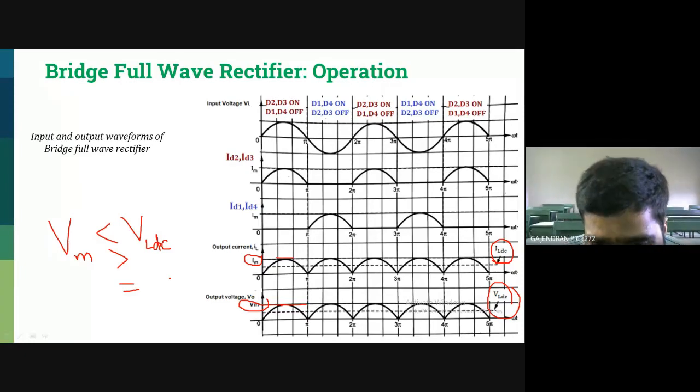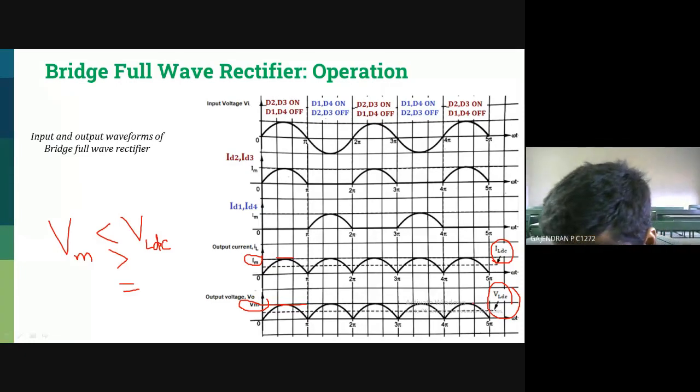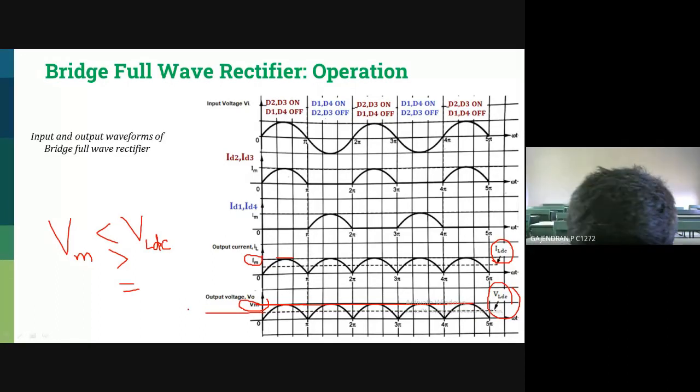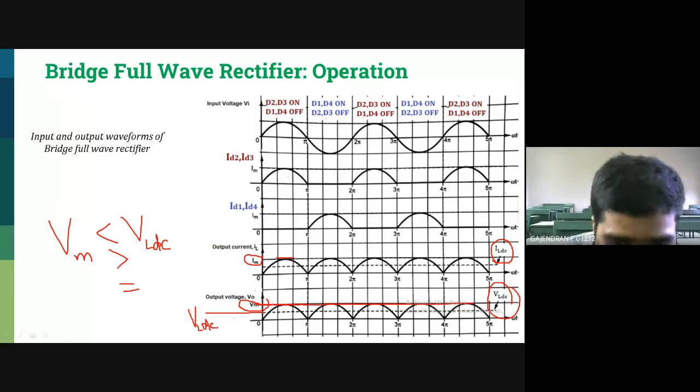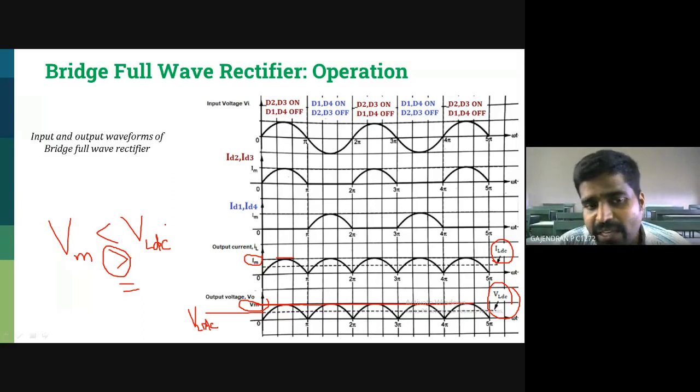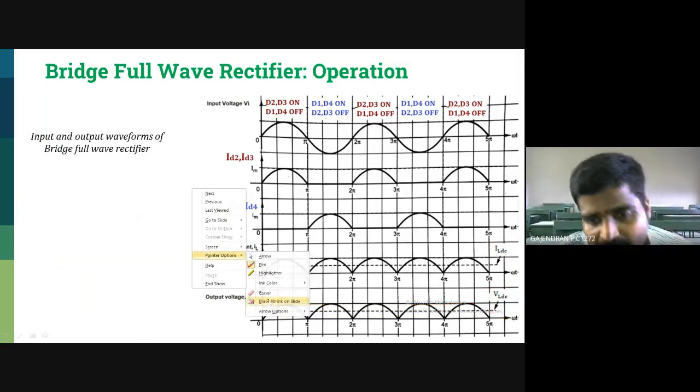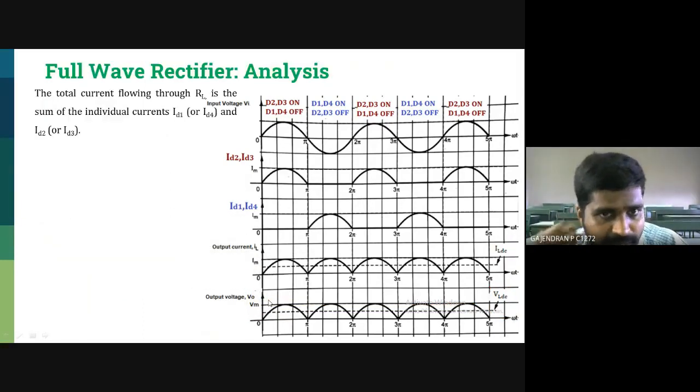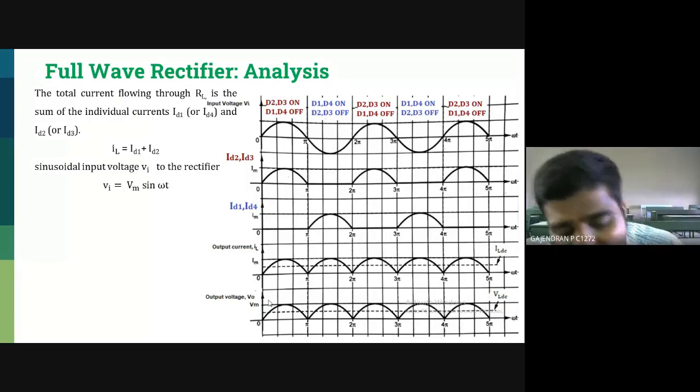It's not equal to VLDC. இங்க பாரு, இங்க லைன் காட்டிருக்கு பாரு. இங்க பாருமா, VM. This is VM. This dotted line is your VLDC. இத பார்த்து சொல்லு பார்க்கலாம். So VM is what? VM is greater than VLDC. Okay? Yes.